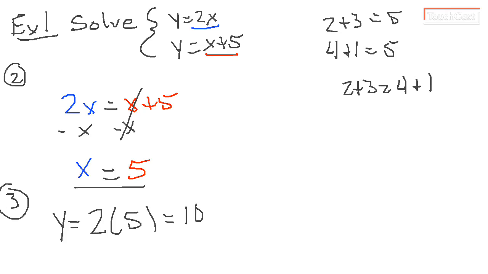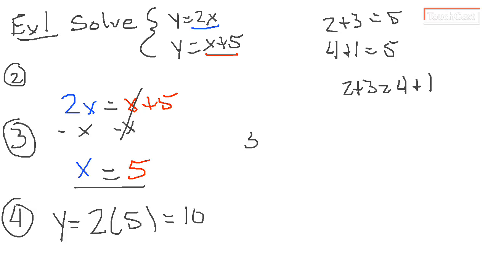We've actually finished steps 3 and 4. So 3 was when we solved. I need to correct that. 3 is when we solved. That is what we did right here when we subtracted the x. 4 is what we did when we put the 5 into one of the original equations.